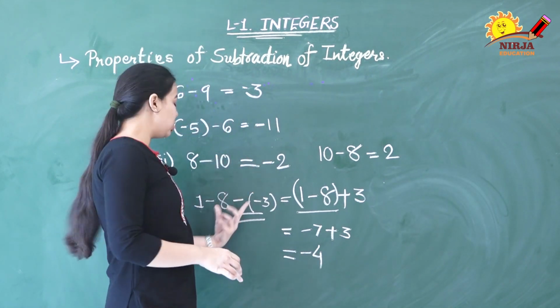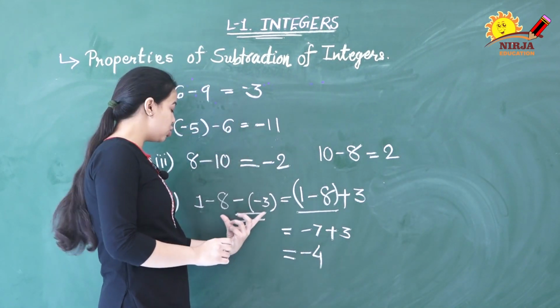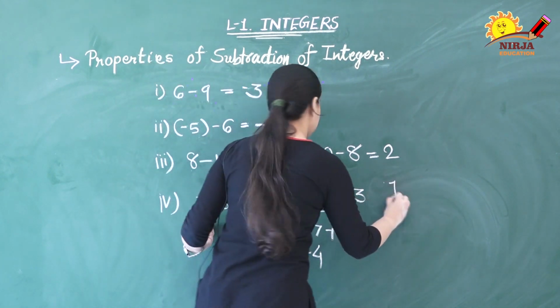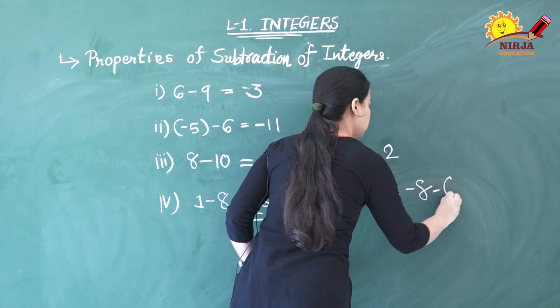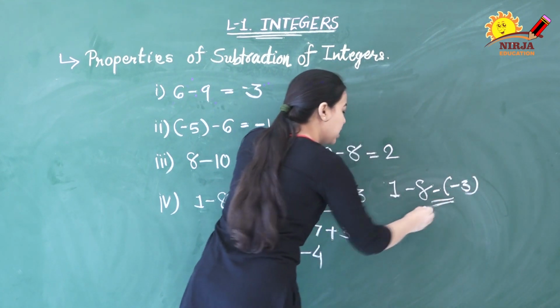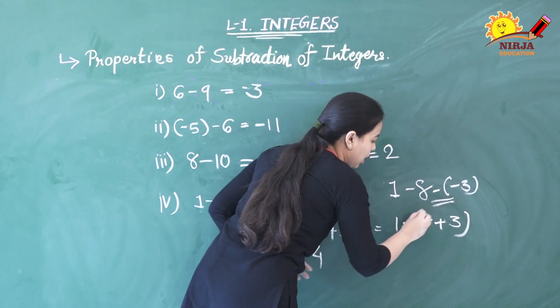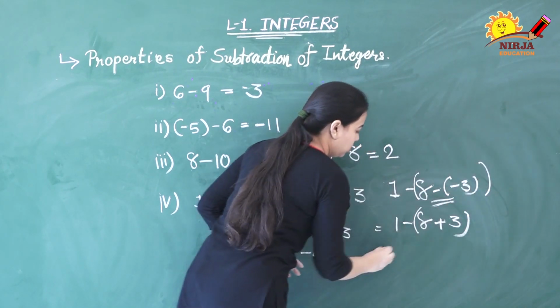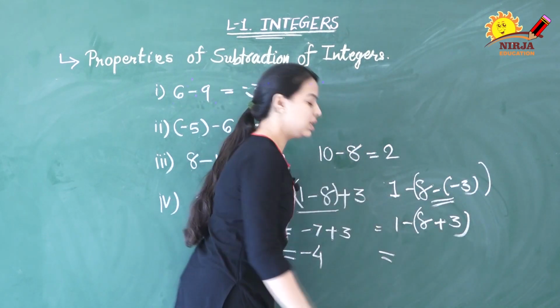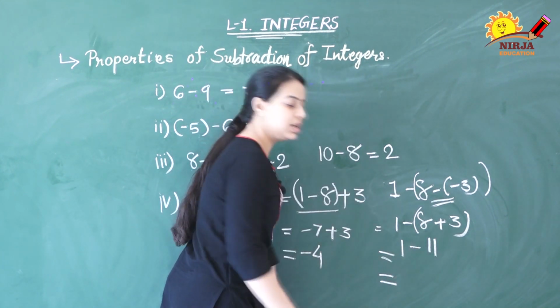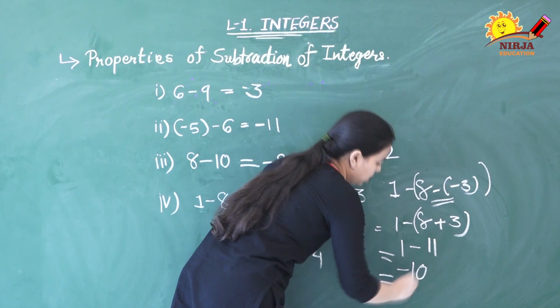So now I am going to change the order. First I am going to solve this, then we will solve this. Let's write it first. Minus minus will become plus, we are going to do this first. 8 plus 3 is equal to 11, and 1 minus 11 will be minus 10.